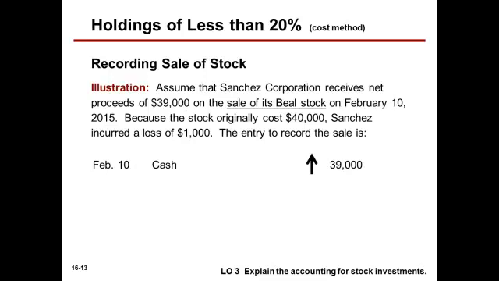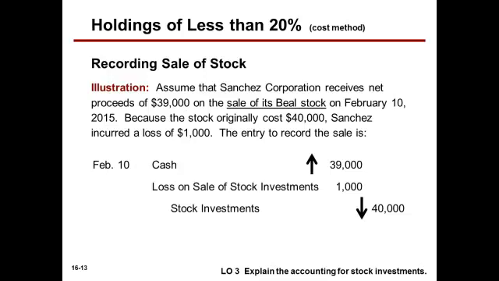Debit cash, increasing it for $39,000, the proceeds on sale. That's what we're obtaining. We credit the stock investment account $40,000. We're giving up that investment. We're decreasing that account with that credit. And since we're receiving less than our original cost, we incur a $1,000 loss on sale of investments. $1,000 will appear on the income statement.